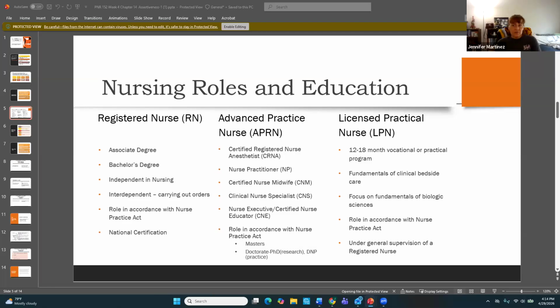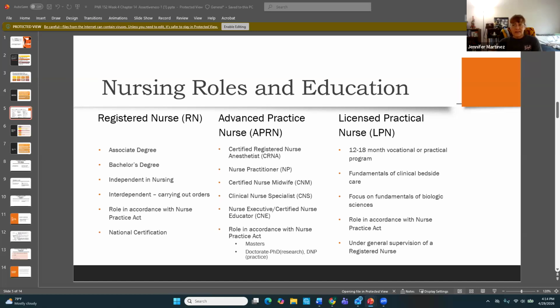RNs perform an independent role in nursing. They are also interdependent, meaning they also will carry out orders. What else? They can coordinate all the activities of care. They provide care that's a little bit more specialized. They also provide education. They act in their role according to their Nurse Practice Act, and there are national certifications that RNs can get depending on what area of nursing they work in. There are a bunch of different certifications out there.